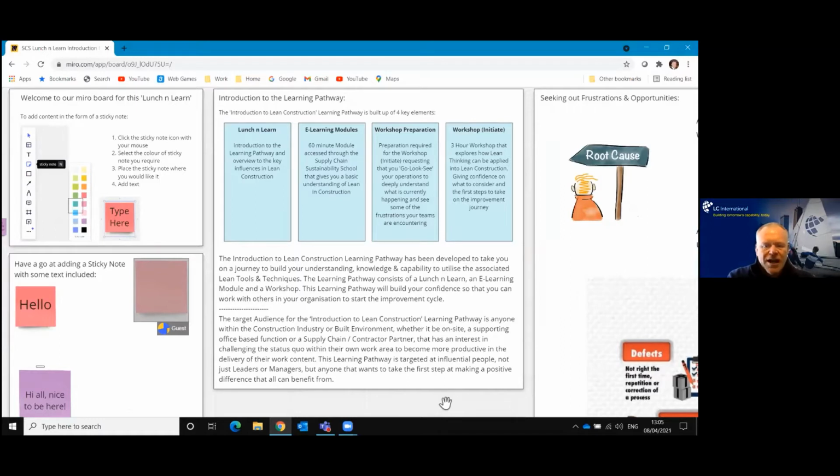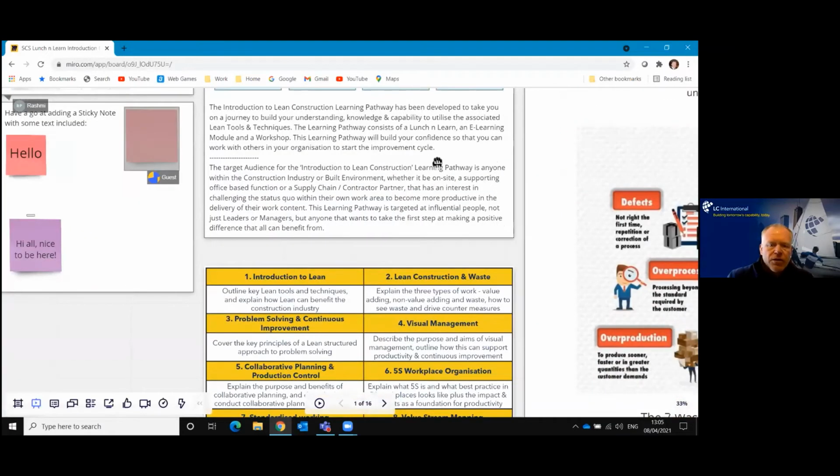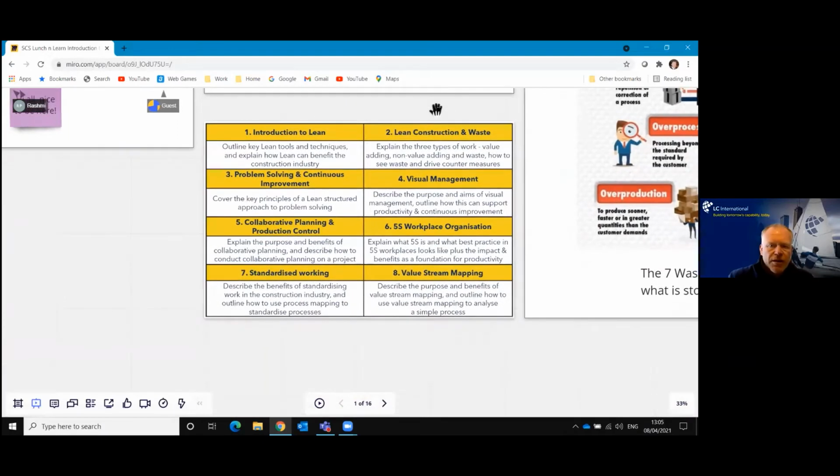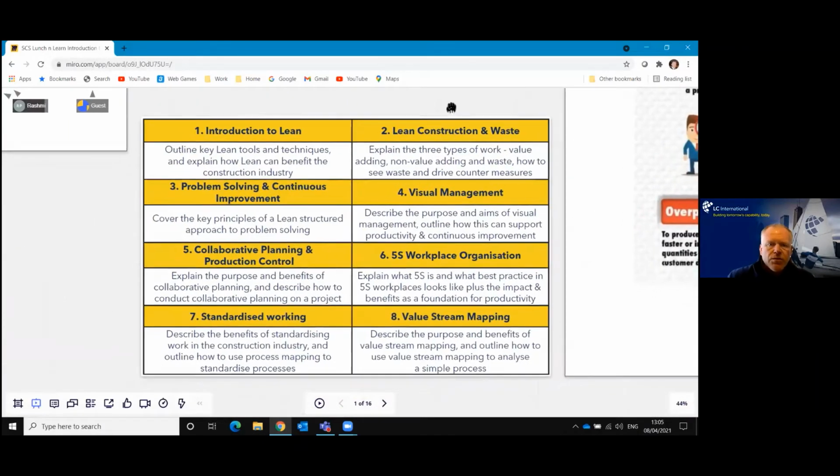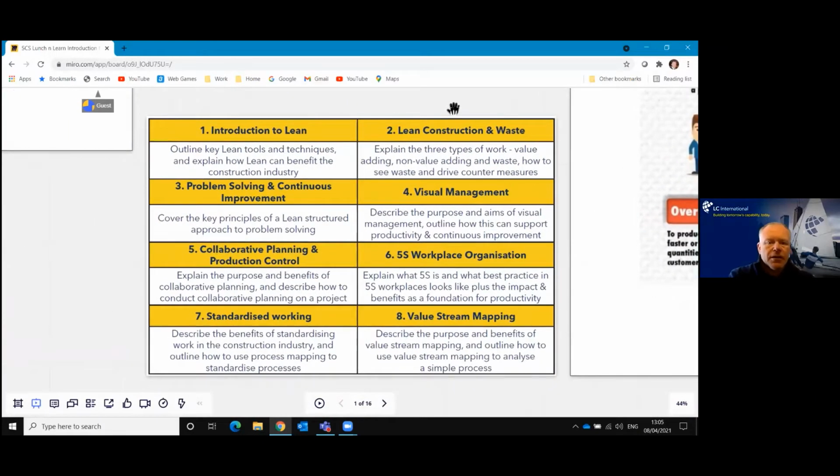Aiming to look at how do we make tomorrow a better day? And that's based on identifying issues, dealing with those issues, and taking action. So what are the subjects that we look at within the learning pathways? The one we're looking at today is the Introduction to Lean, and this is going to give you an overview and an outline of what lean thinking is and where it came from.